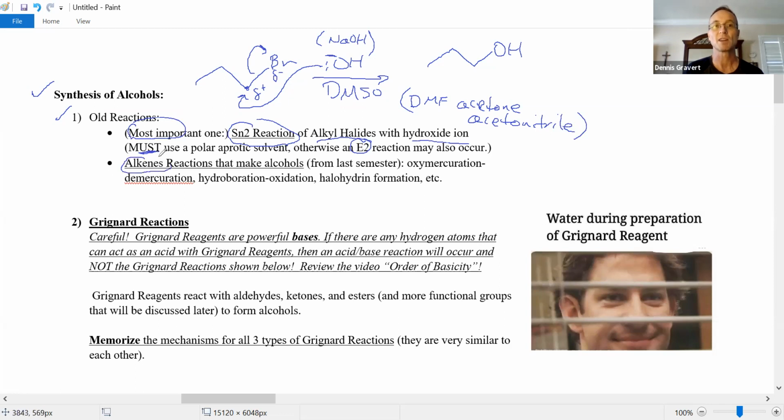There's also some alkene reactions. So I think I reviewed those in a previous video. So take a look at those, review those. They could be useful to you on exams if you need to make an alcohol from an alkene.